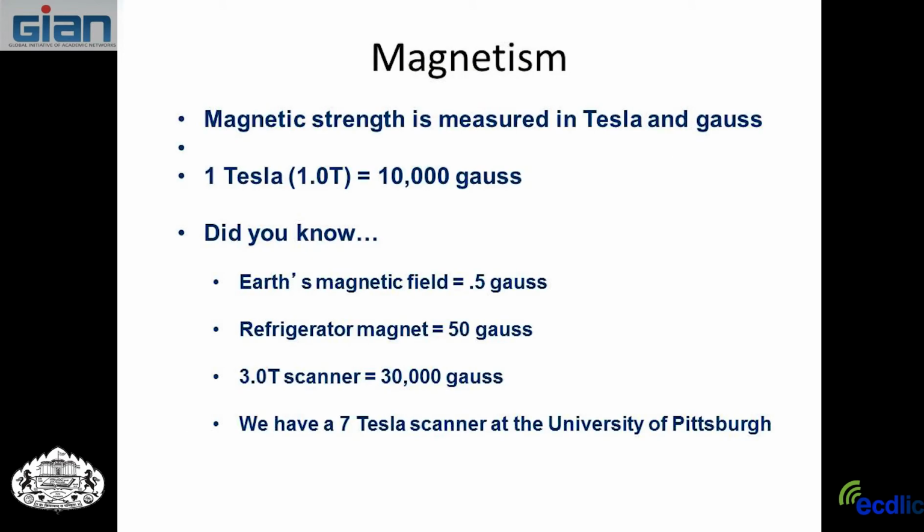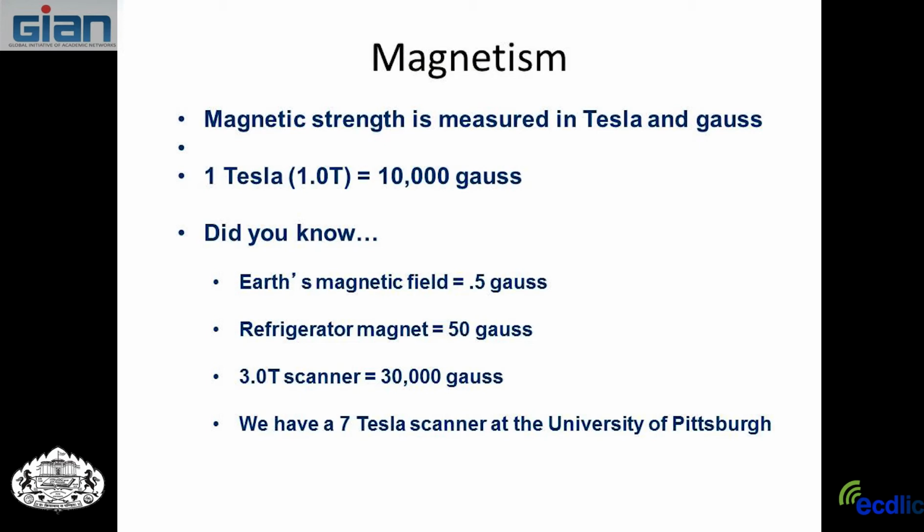So as I mentioned, magnetism is measured in Tesla and Gauss. And here are some other facts for you. The Earth's magnetic field is, like I said, a half a Gauss. A refrigerator magnet, or one that you might stick to your refrigerator, is about 50 Gauss. And if you start talking about MRI machines, 3 Tesla is the typical field strength that we use for our fMRI experiments, and these are equivalent to 3 Tesla or 30,000 Gauss.